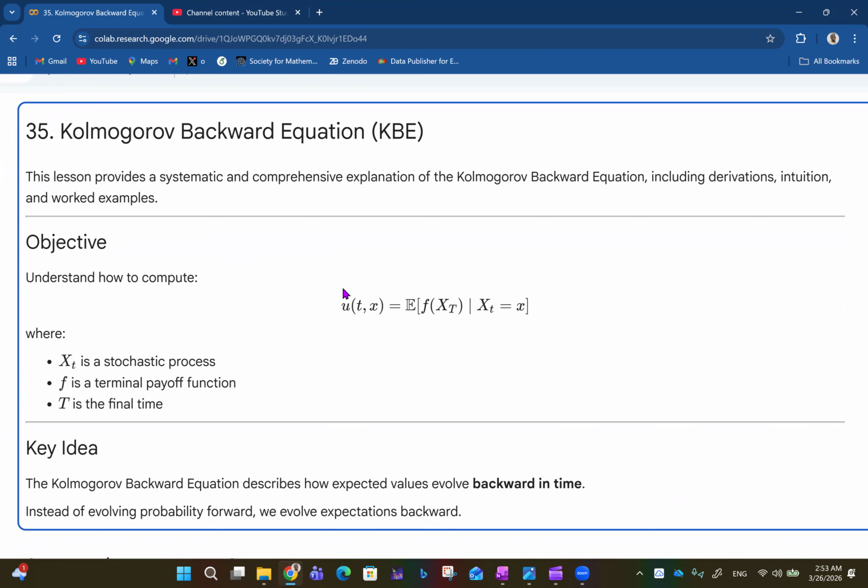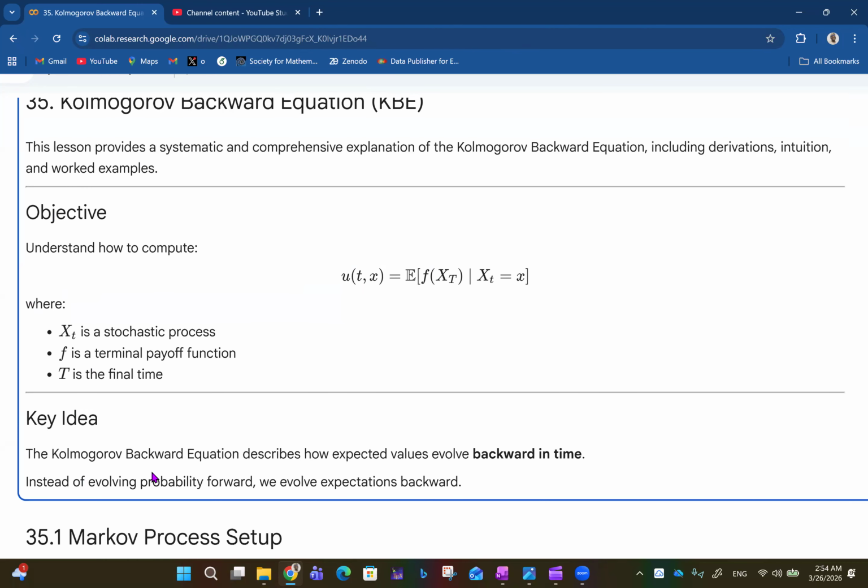The objective is to understand how to compute u(t, x), which is equal to the expected value of f(X_T), given that X(t) is equal to x, where X(t) is a stochastic process, f is a terminal payoff function, and T is the final time.